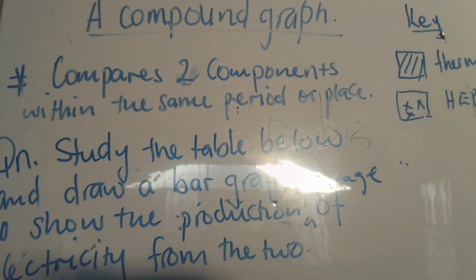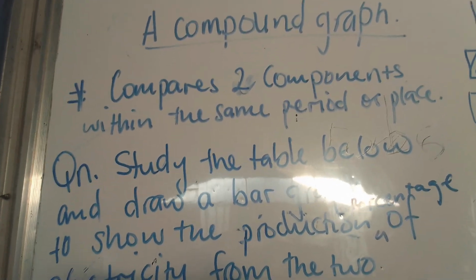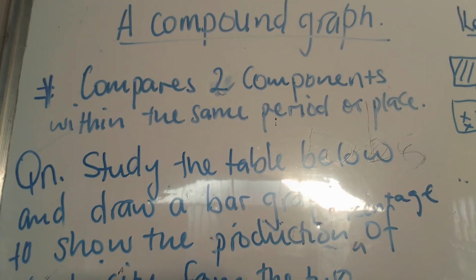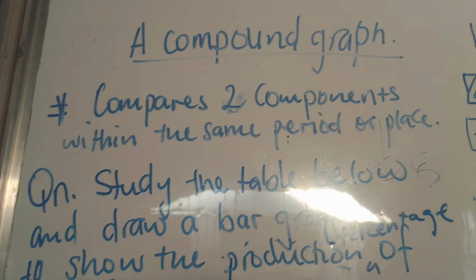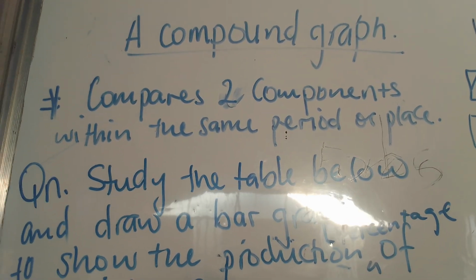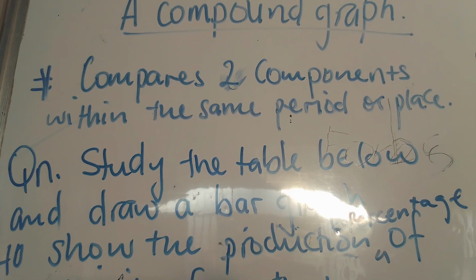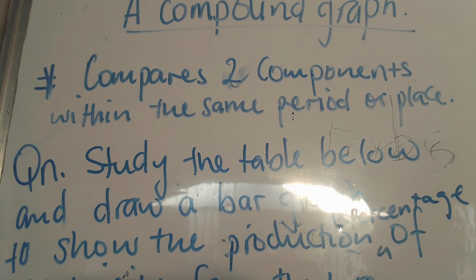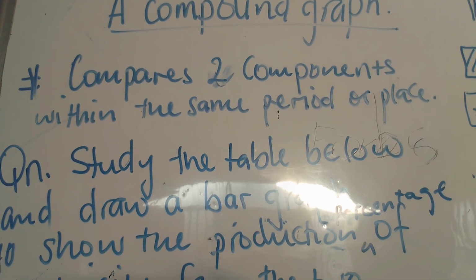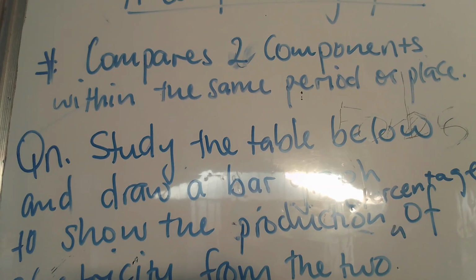Today we are going to look at the second part of drawing a bar graph, and this one is a compound graph. A compound graph compares two components within the same period or same place. That's a bar graph. It compares two components or more.